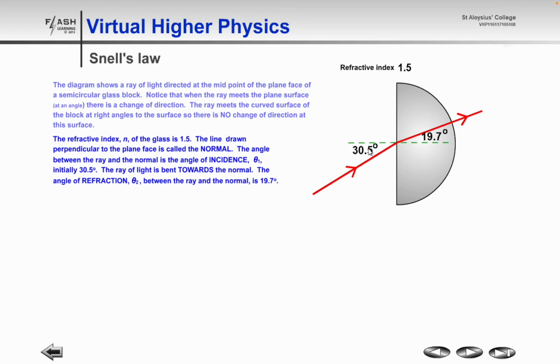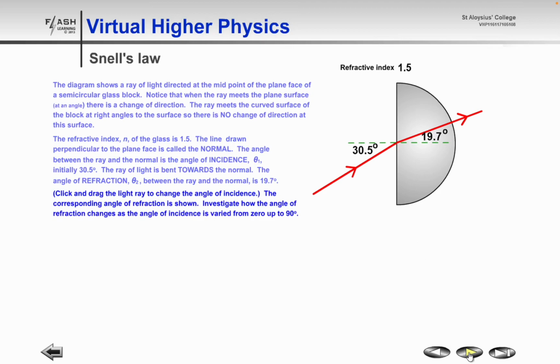So this is our angle of incidence, which is called θ1, and this is our angle of refraction, θ2. And as it enters the medium, it bends towards the normal. That's what you learnt at Nat 5. But what we can actually find is that there's a precise relationship for that. I can change it to different angles, and you can see that the angle is always less in the medium than it is in the air.